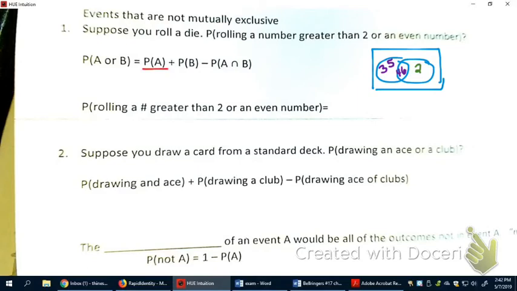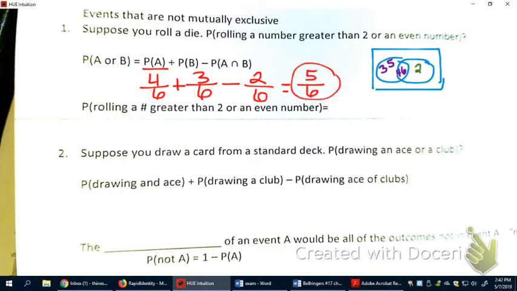the probability of a number greater than 2 is 4 out of 6 because 3, 4, 5, and 6 are greater than 2. The probability of getting an even number is 2, 4, and 6. So that's 3 out of 6. But then you subtract off the number in common, which in this case is 4 and 6. So there's 2 that you would subtract off. So it's 7/6 minus 2/6, which is 5/6. This is the final answer.